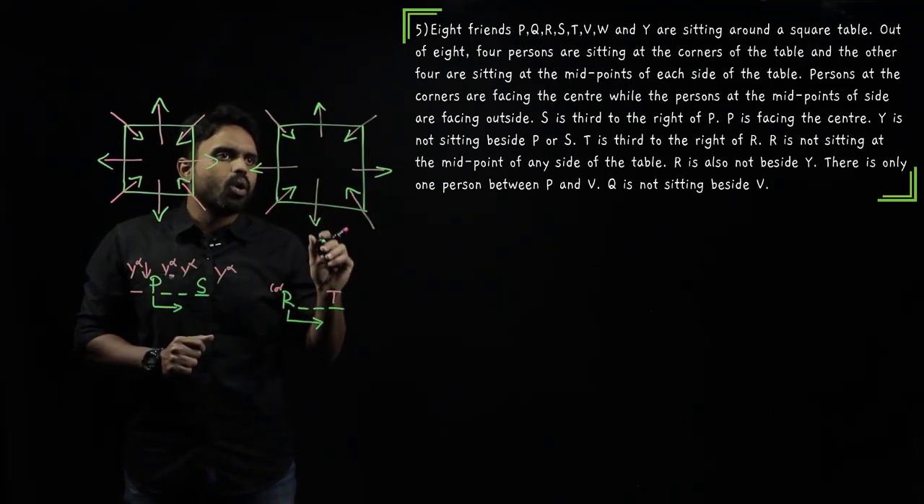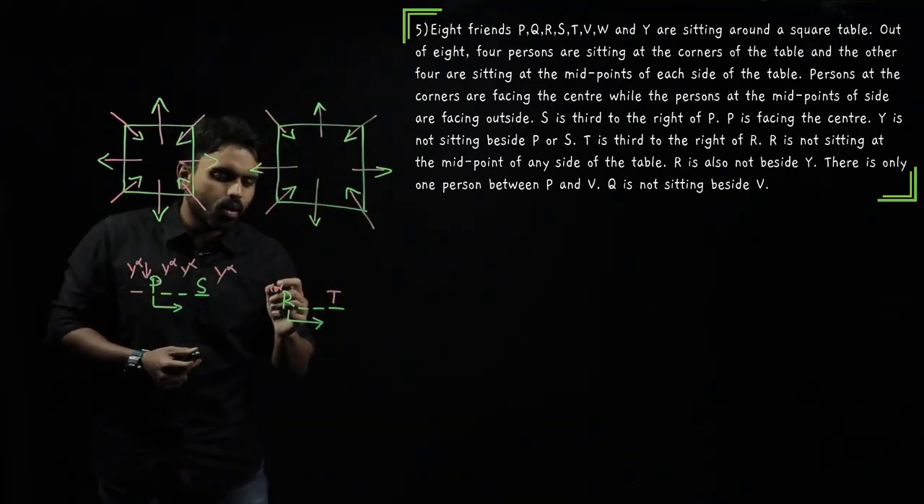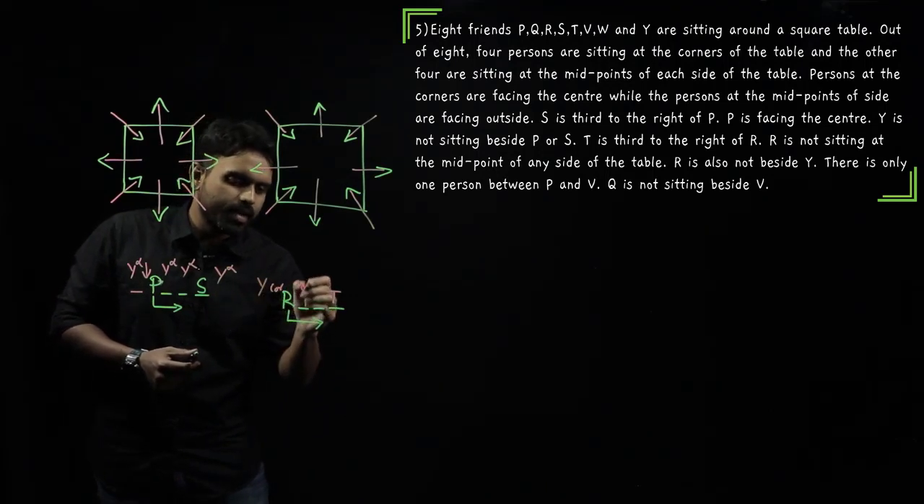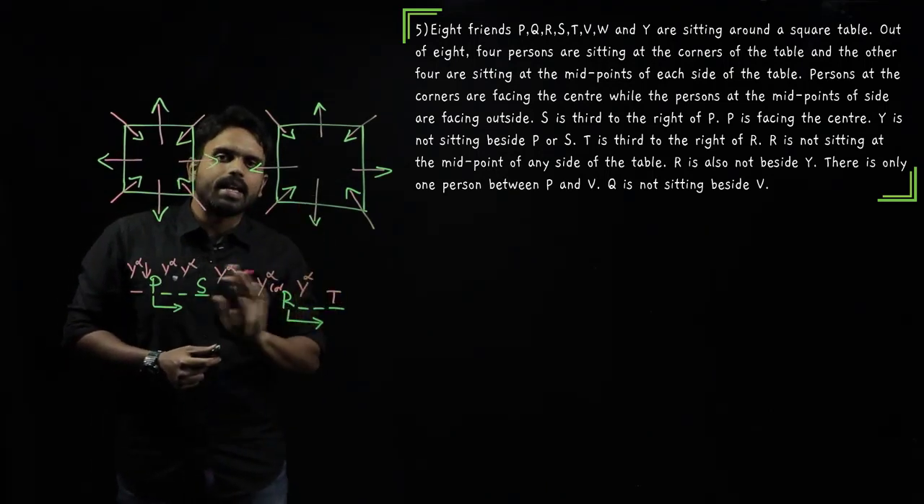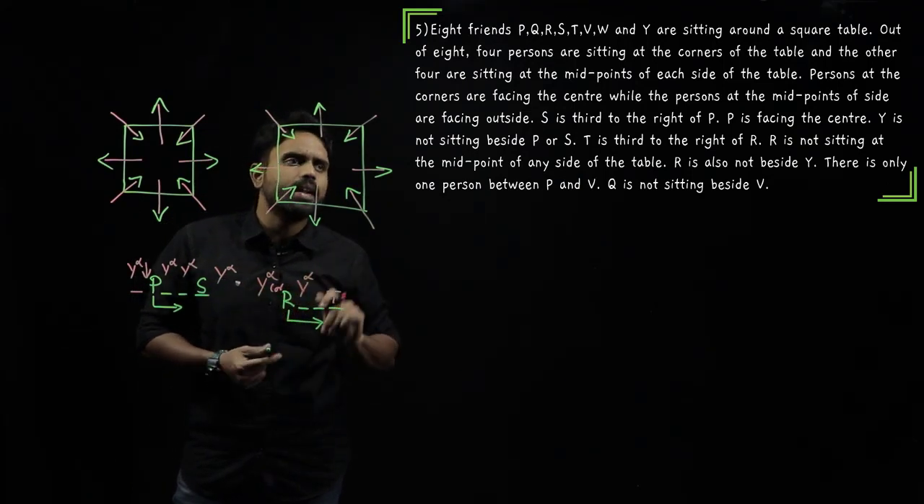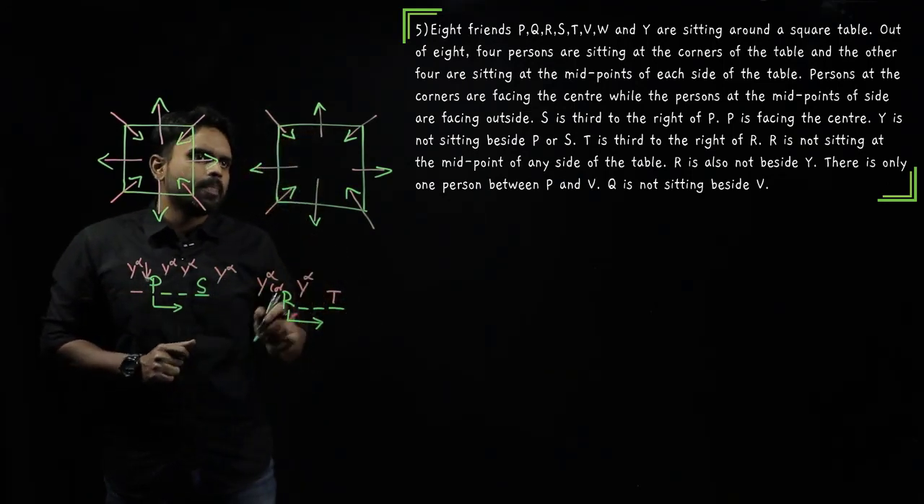R is also not beside Y. यानी Y इन दो जगहों पर नहीं आ सकता क्योंकि R is also not beside Y.